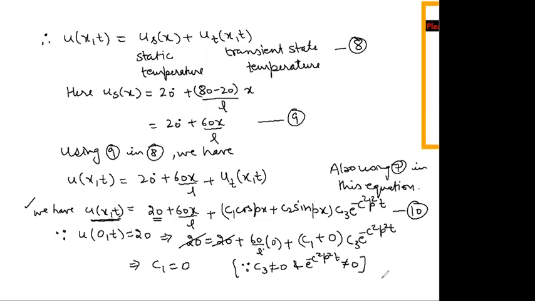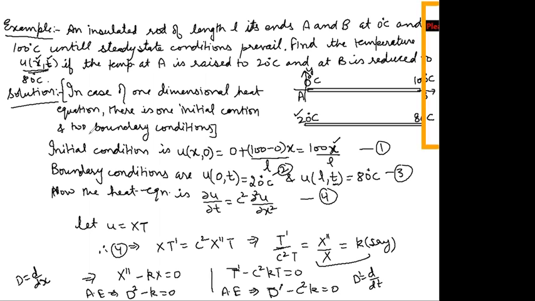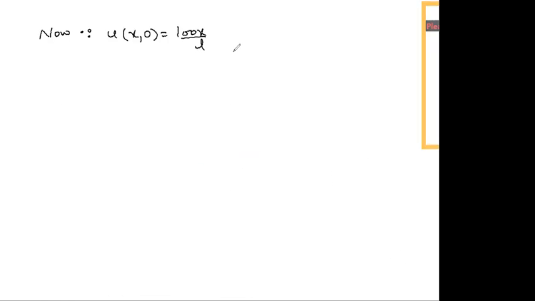And now, because of the initial condition, x0. Initially, at time t equals 0, what was the value of U? It was 100x by L. See the slide 1. This was the initial condition. U(x,0) is 100x by L, which initially we had written here.